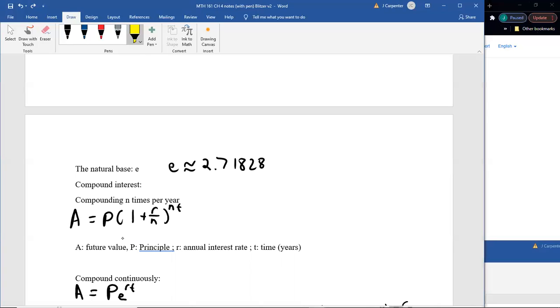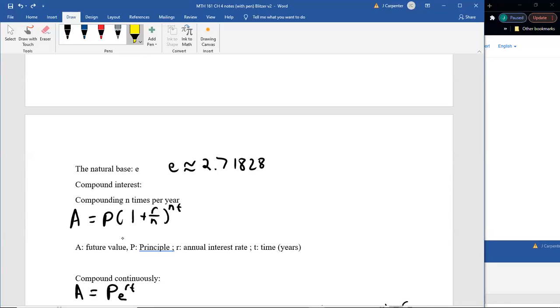So just some letter associations. A is what we typically call a future value. P, the principal, is the starting value. R is the annual interest rate. N is the number of times that you grow per year. So R divided by N is the interest rate per month or per day or per whatever is related to the problem. So like if you gain 12% per year, but you actually compound monthly, you'd gain 1% a month because 12% divided by 12 months is 1%.